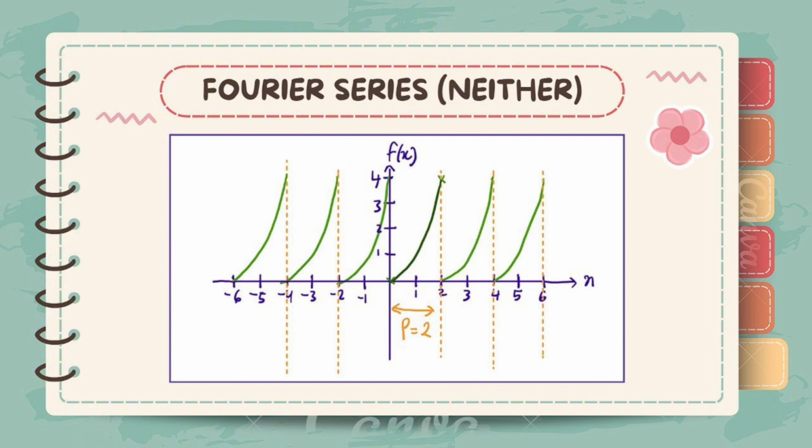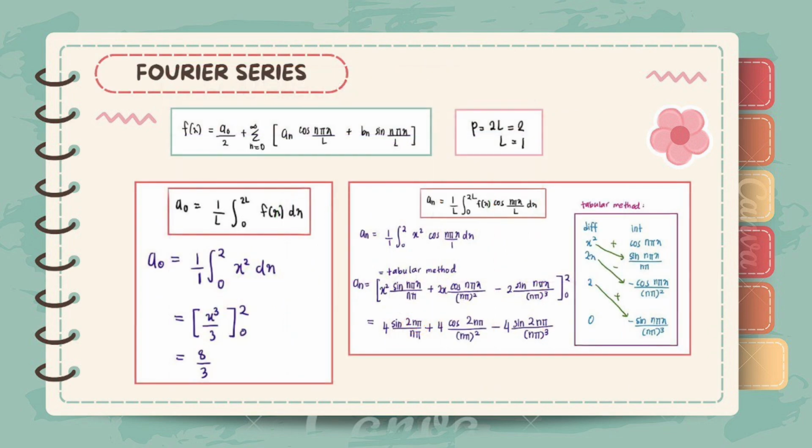Last but not least, this is the graph of the Fourier series function, which is neither even nor odd. It shows that it is not symmetric about the y-axis or the origin. The solution calculations are for the Fourier series neither even nor odd function.